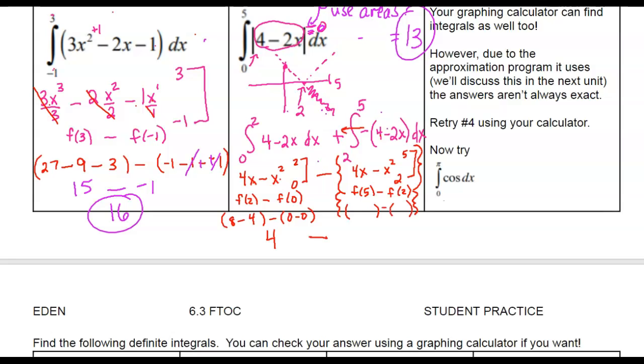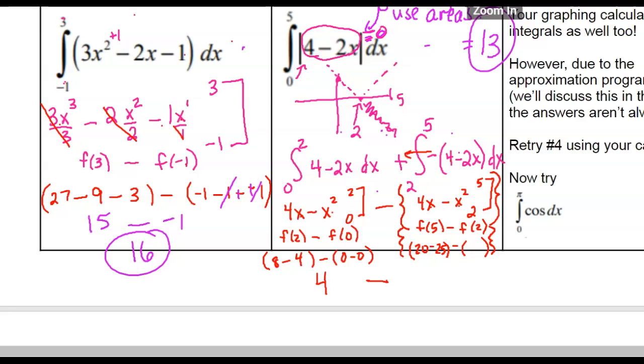So if I plug in 5, I get 20 minus 25. Let's make this bigger. There we go. And then if we plug in 2, I get 8 minus 2 squared, which is 4. So we get 20 minus 25 minus 8 minus 4. So I would get negative 9. So then 4 minus negative 9 is 13.